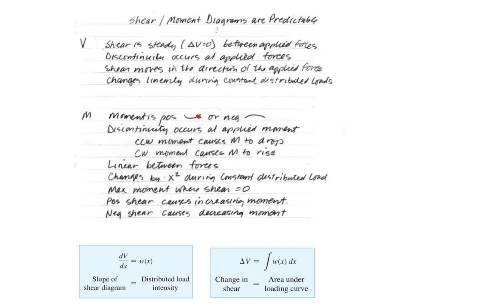Moments are going to be positive or negative depending on how they're prone to bending. There's going to be a discontinuity at each applied moment. A counterclockwise moment causes moment to drop. A clockwise moment causes moment to rise, and those are discontinuities in the moment graph. It will be linear, or uniform, between forces, and it changes by x squared during a constant or uniformly distributed load.